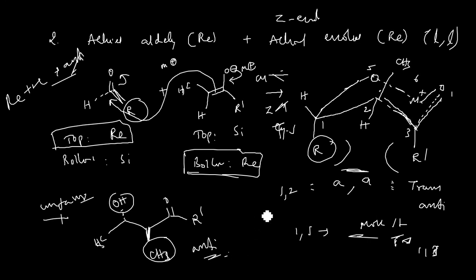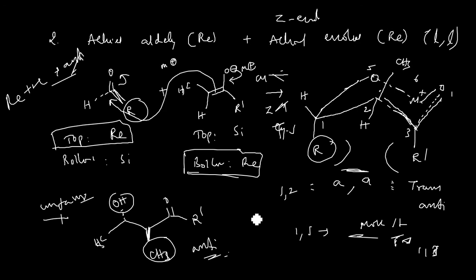So the first case, that is the Si face of the achiral aldehyde and the Re face of the achiral Z-enolate, is the preferred one. That gives you the syn product as major. That means one of the diastereomers is major. Okay, this is the second combination.